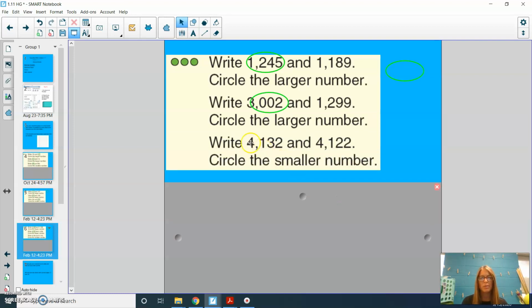Will you write down the numbers 4,132 and the number 4,122? And this time will you circle the smaller number?